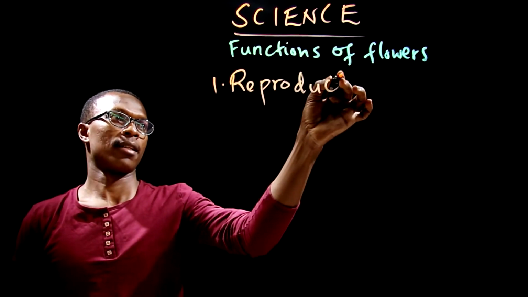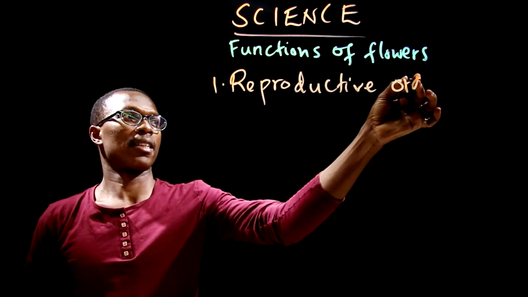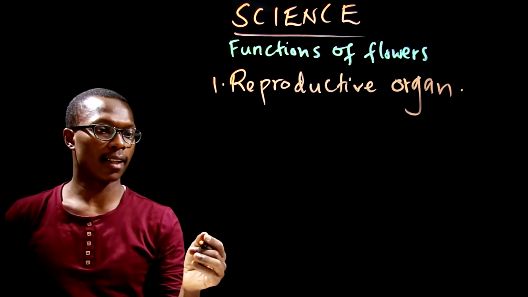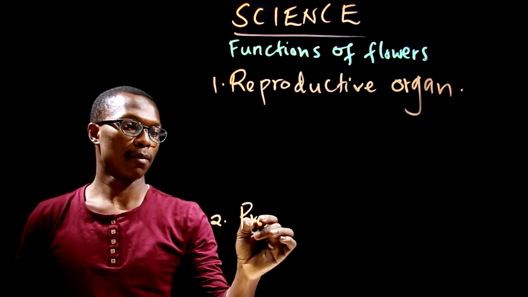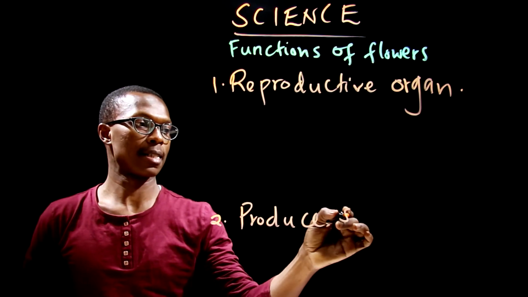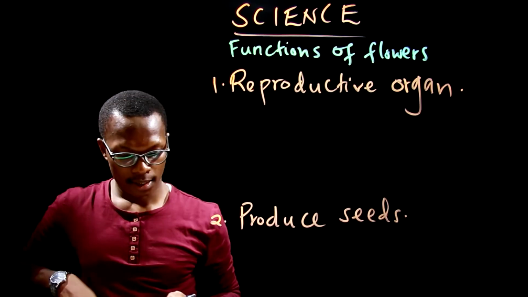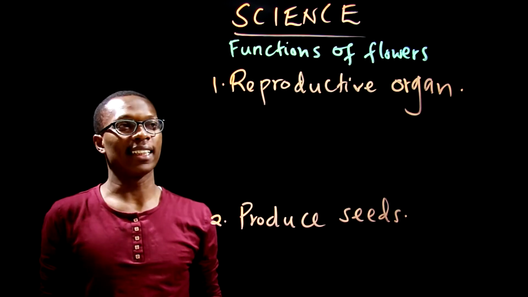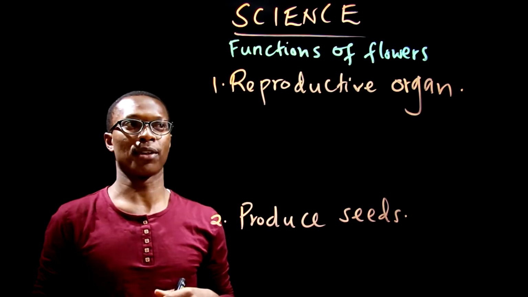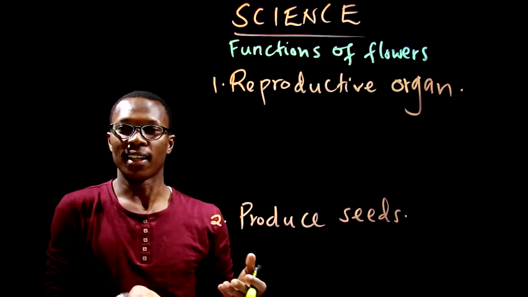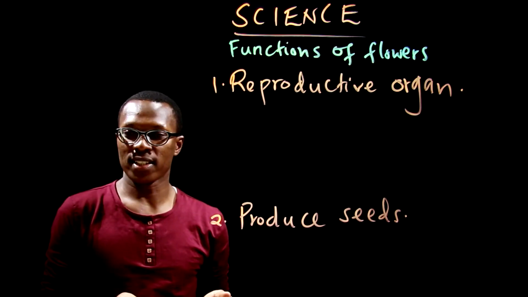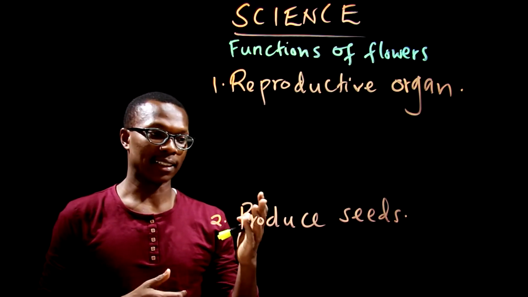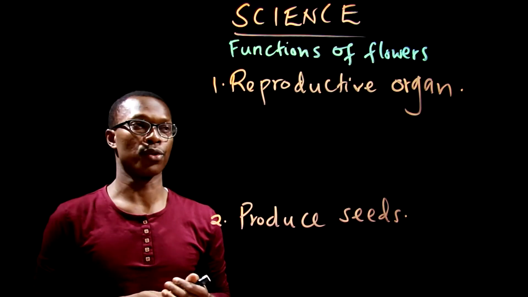That's the first thing. The second thing is that they produce seeds. These are the two main functions of flowers. Now let's discuss and see how this really happens. Because if we just say reproductive organ and then what? If it's just producing seeds and then what? We need to know what exactly happens until we get the seeds and also how they reproduce.